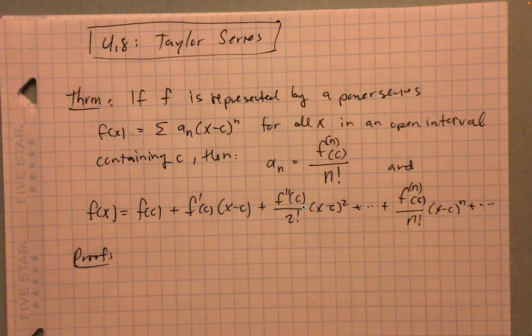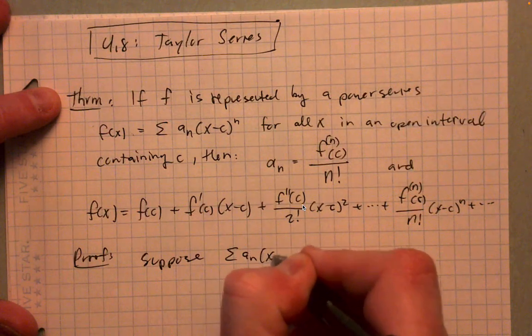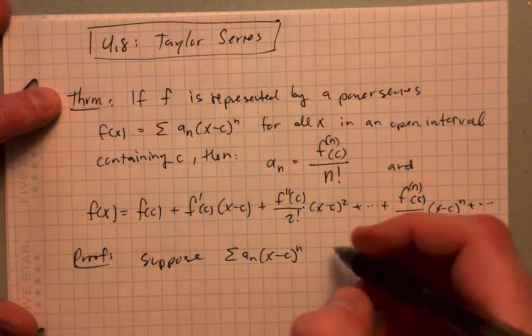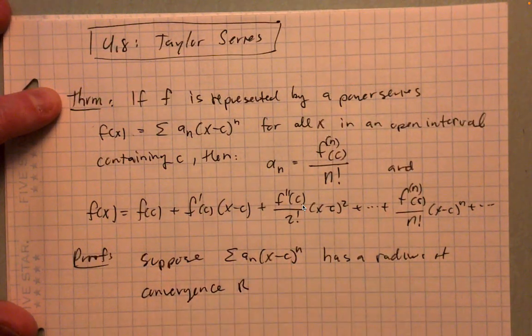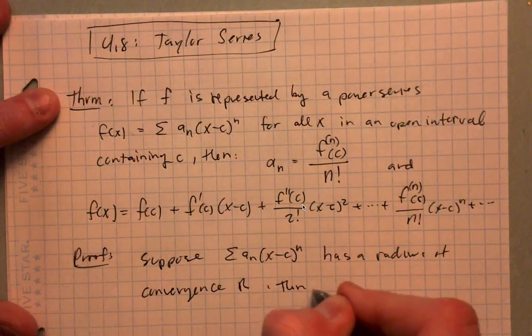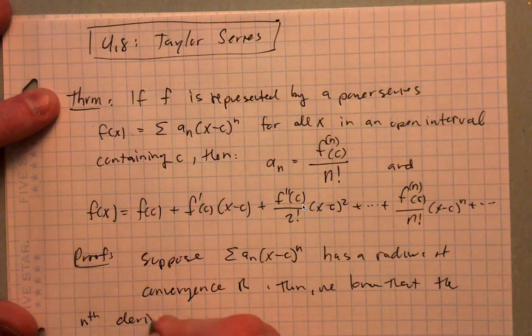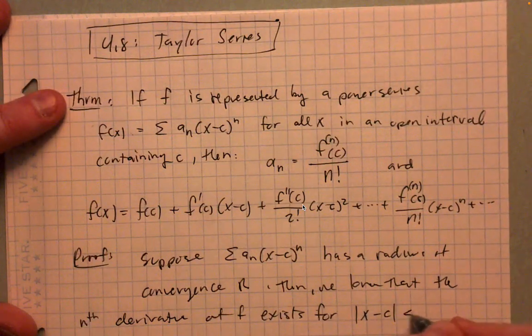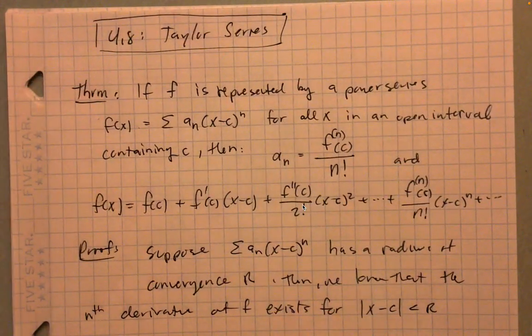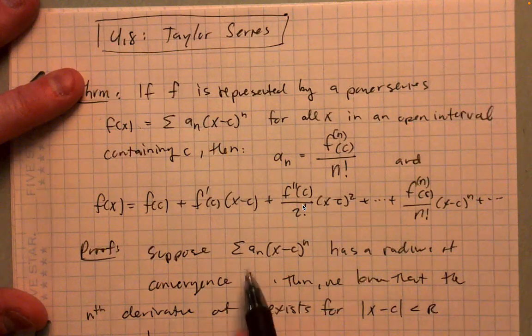For this one, we'll assume the statement here. So suppose that the sum of a n times x minus c to the n has a radius of convergence r. Then we know that the nth derivative of f exists for all x inside the interval defined by c minus r, c plus r. Another way to write that would be all x such that the absolute value of x minus c is less than r. And we can differentiate such a series.